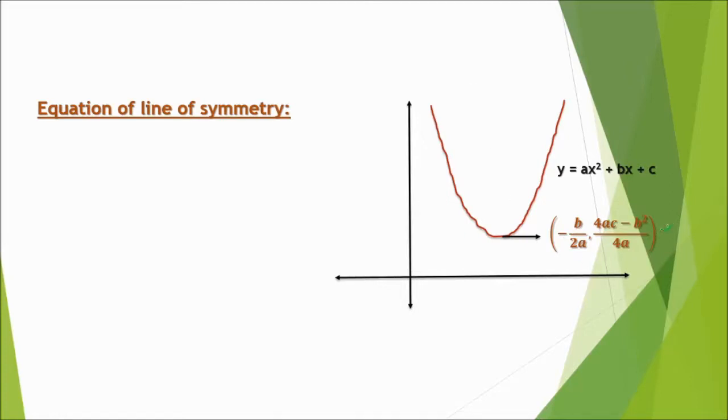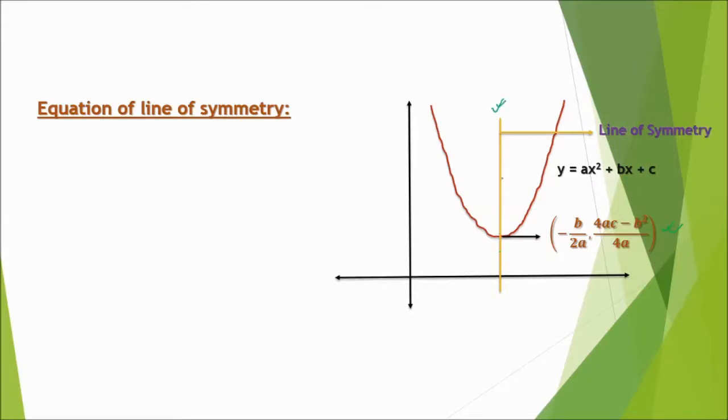Vertex of parabola. Now the line of symmetry passes through the vertex and is parallel to the y-axis. So you can see this is the line of symmetry. Now we are going to find the equation of this particular line.